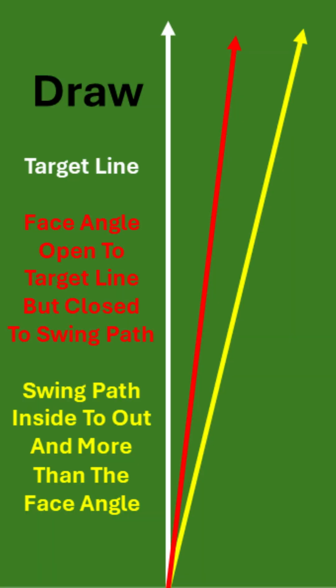So in summary, your face has to be open in relationship to the target line. So if the target line is 0, your face has to be open more than 0. Your swing path has to be open or inside out more than the face. So if the target line is 0 and let's say the face was 2 degrees open, then your swing path has to be more than 2. So we could be 3 or 4 or 5. So swing path is out to the right, face is pointed to the right also, but not as much as the swing path.